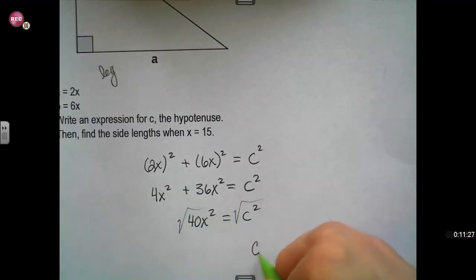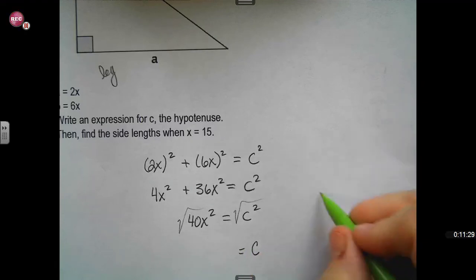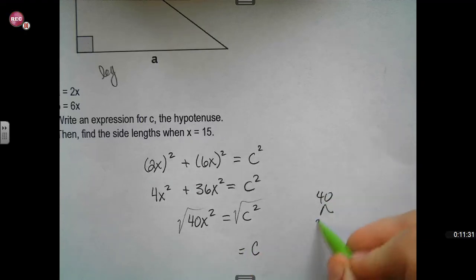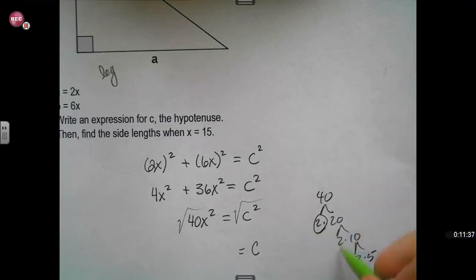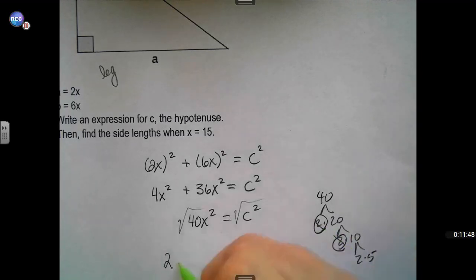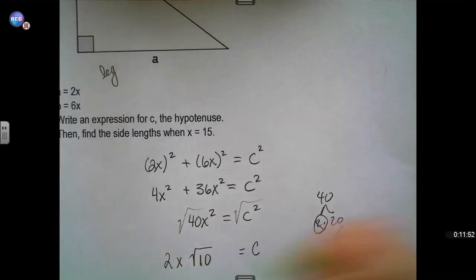So C would equal, let's see, 40 is 2 times 20, 2 times 10, 2 times 5. So it looks like a 2 will come out and a 2 will disappear. So I'll have 2. That takes care of those. And then the square root of x squared is x. And what I'll have left is the square root of 10. Okay?